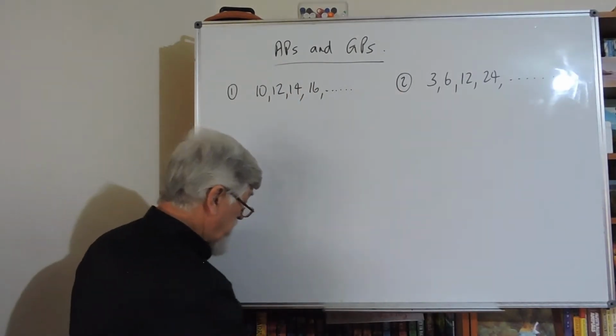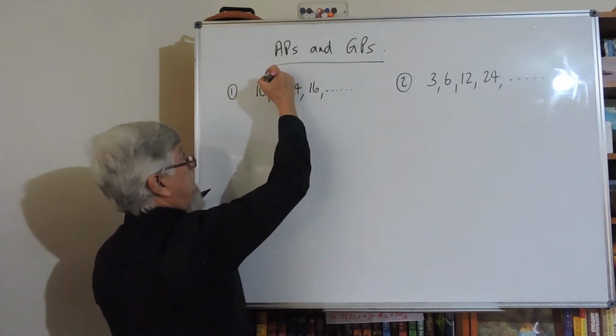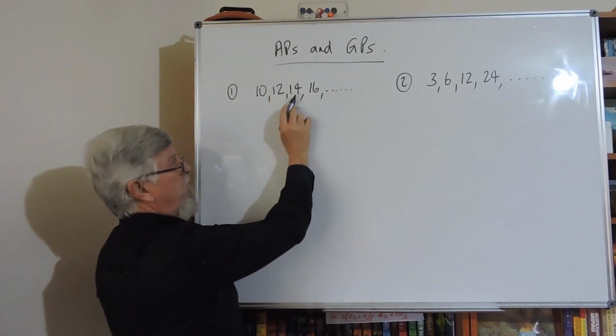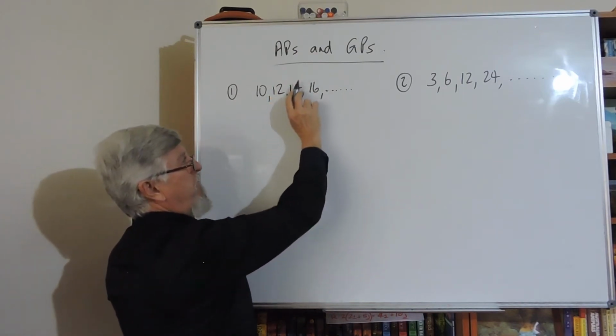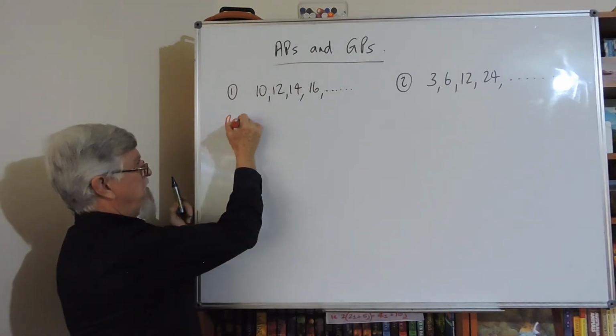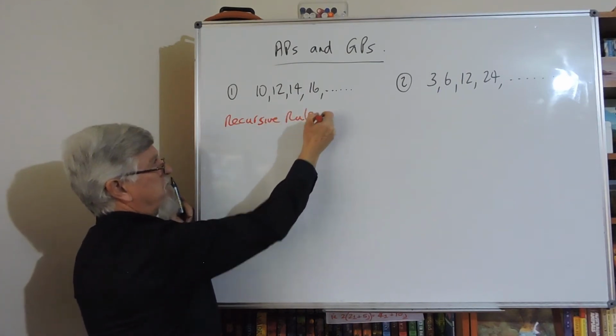So if you have a look back at the question, we're starting with really easy ones that are quite obvious. It's pretty obvious that to go from 10 to 12 you add 2. To go from 12 to 14 you add 2. To go from 14 to 16 you add 2. So if they say write it as a recursive rule, here's how you write it as a recursive rule.